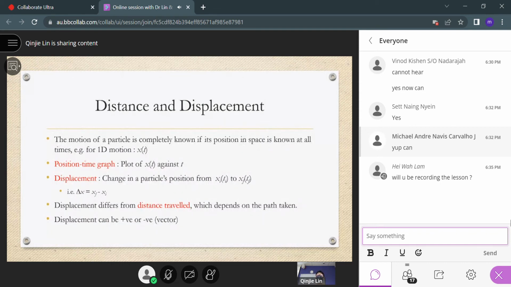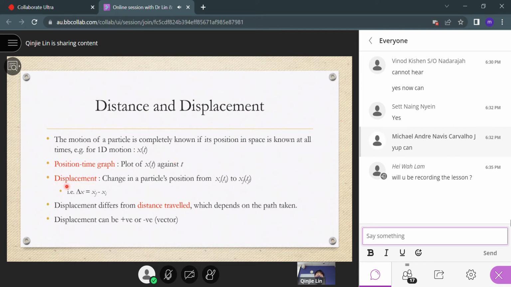So the first thing that we will learn in kinematics is the distance and the displacement. The motion of a particle is completely known if its position in space is known at all times. Quite common sense, right? It's just a textbook kind of definition. But of course, if the position in space is known, it is known. And when we say position-time graph, it is a plot of x against t, which is the one that we saw in the previous slide.